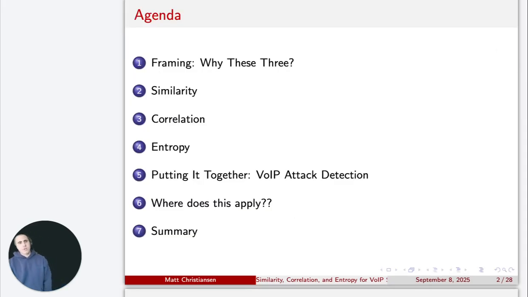The first thing that we want to go over is why. Why these three? Why similarity, correlation, and entropy? What do they give us that's going to make it worth our while as data miners? And then we'll go over similarity, correlation, and entropy, and then we'll put it all together. The voice over IP attack detection, and where the heck does this apply? And how can we apply this? And then we'll go over a quick summary.